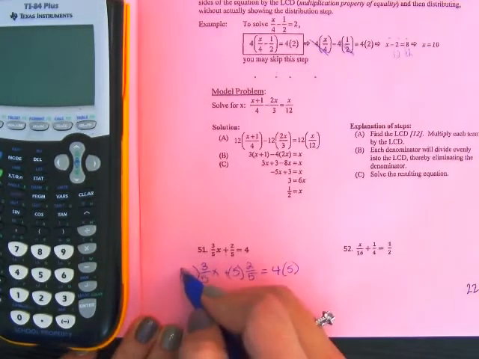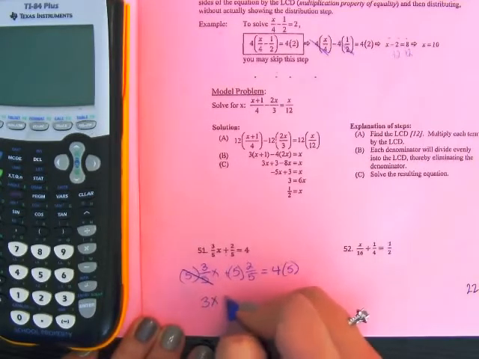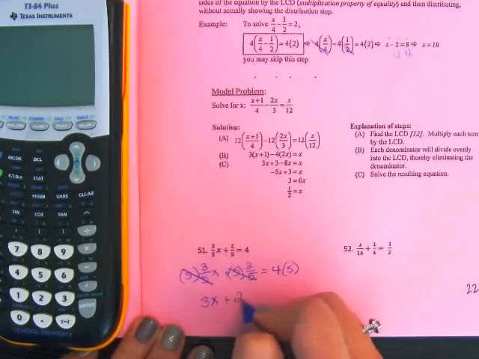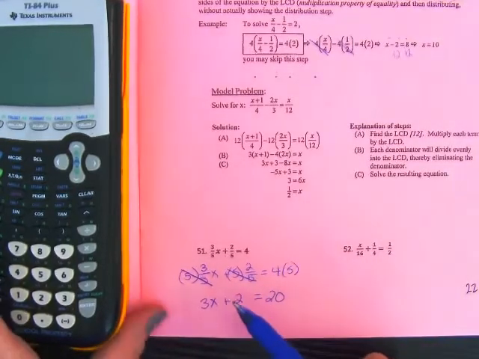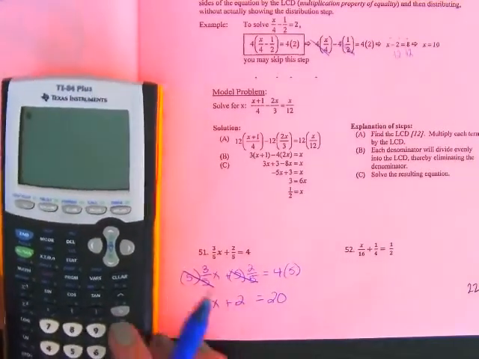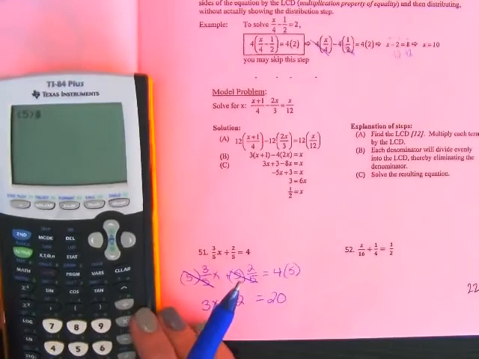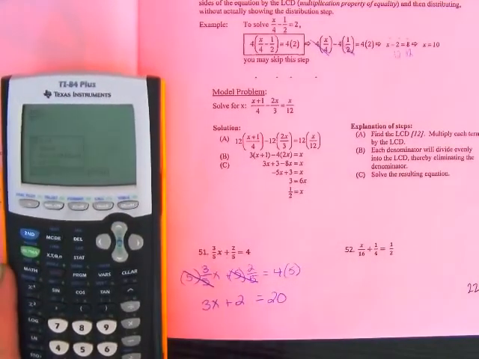What happens then is that these cancel. You get 3x plus these cancel, 2 equal to 4 times 5 is 20. Now if you struggle with fractions, that's what the calculator is for. Turn it on, put your 5 in parentheses, then in order to get that fraction set up, we go alpha y equals, enter.